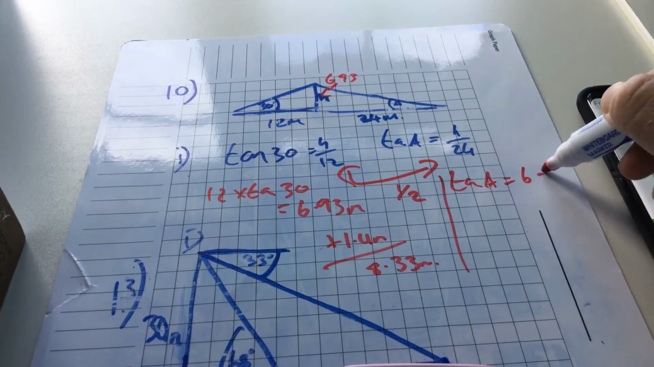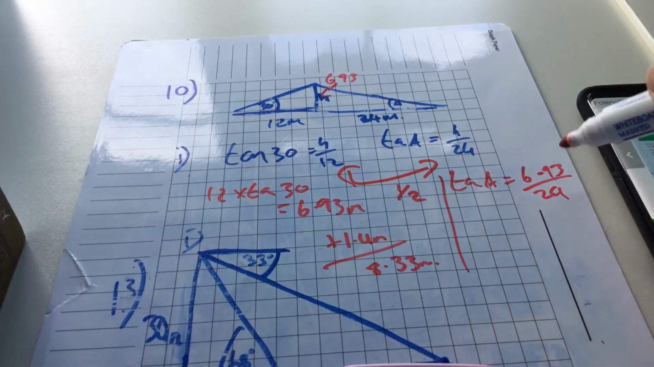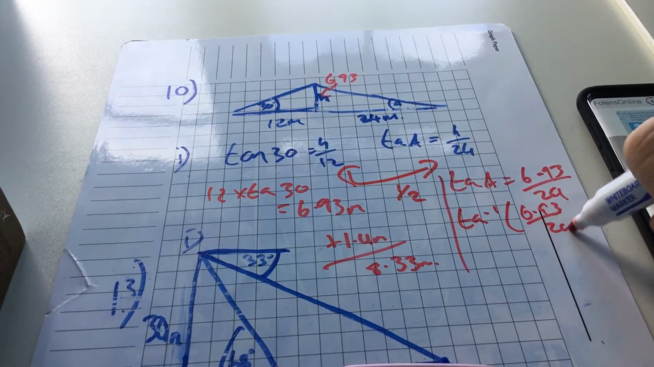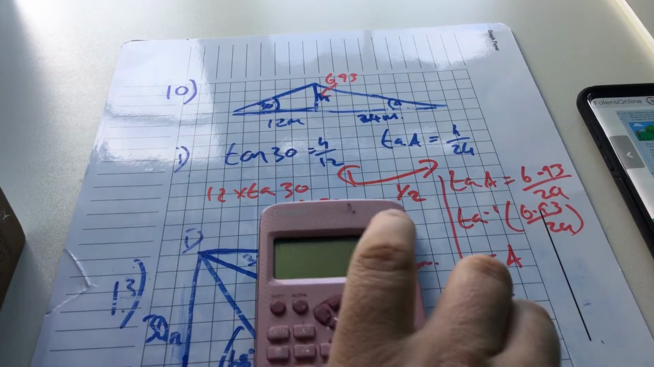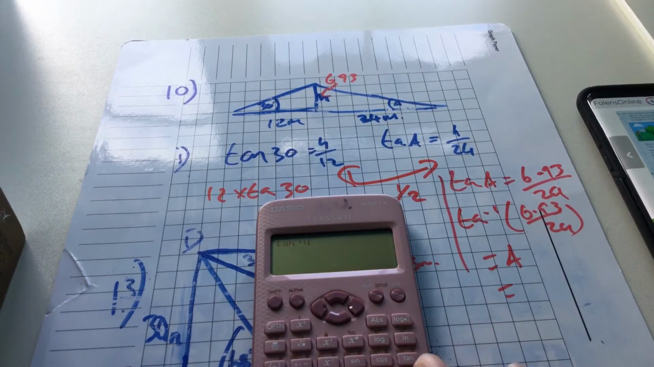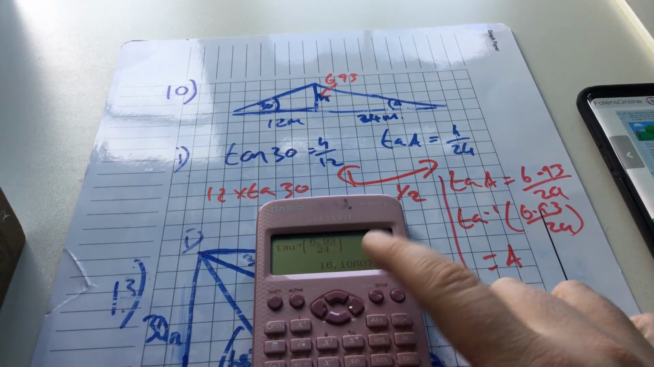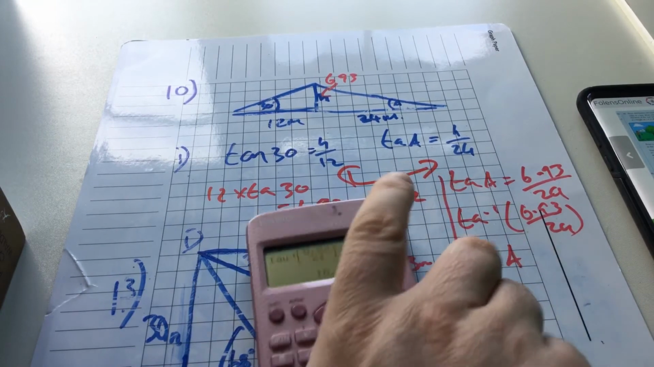Okay. If I take h here to be 6.93, you can see here the tan A is 6.93 over 24 from up here. And then if I do the inverse tan of 6.93 over 24 to get the angle A, you're going to find it's not going to be 15 degrees. So shift and tan 6.93 over 24, and it's 16 degrees. Okay, so if tan halves, the angle doesn't halve.